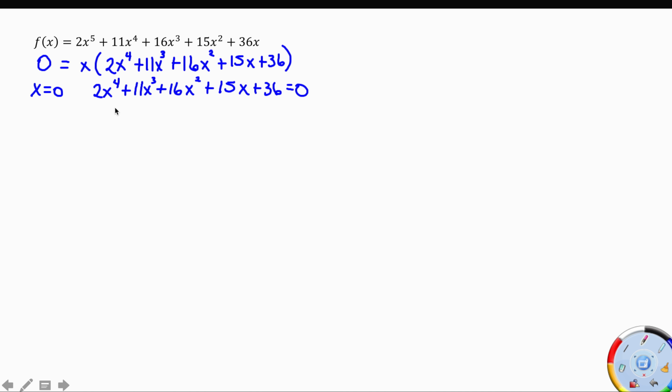I'm now trying to find the other 4. Since I can't factor this any further, I'm going to use my P's and Q's, where P would be a factor of 36. So 1, 2, 3, 4, 6, 9, 12, 18, or 36. And Q would be a factor of 2. So 1 or 2.